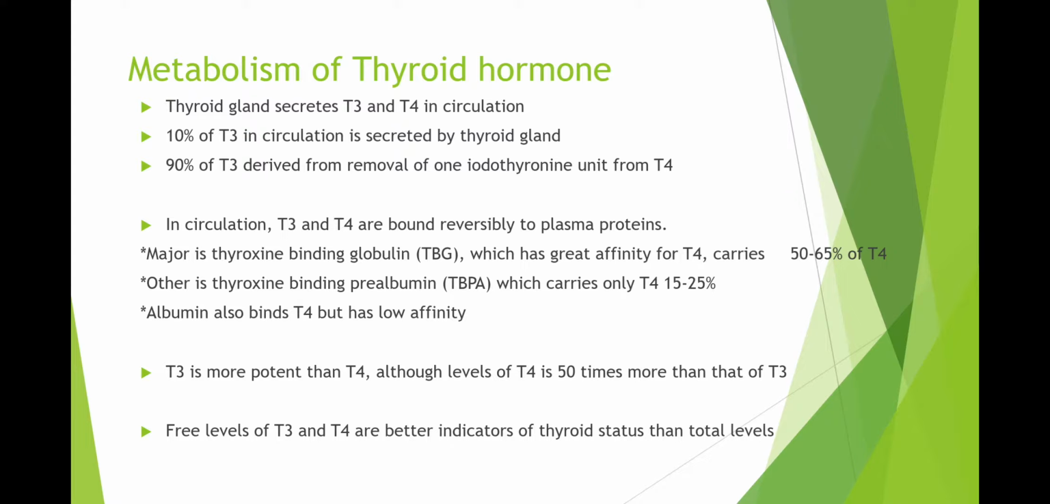In circulation, T3 and T4 are bound reversibly to plasma proteins. The major plasma protein is thyroxine binding globulin, that is TBG, which has great affinity for T4 and it carries 50 to 65% of T4. Next is thyroxine binding prealbumin, TBPA, which carries only T4, about 15 to 25%. Other plasma protein is albumin, which also binds with T4, but it has very low affinity.